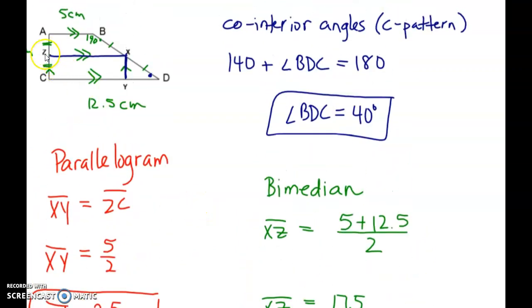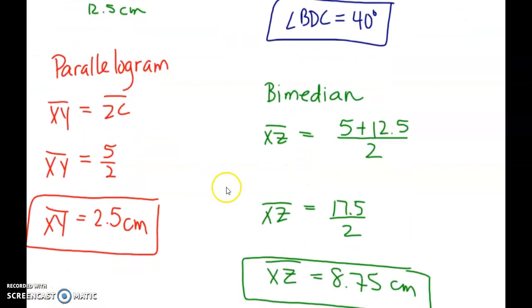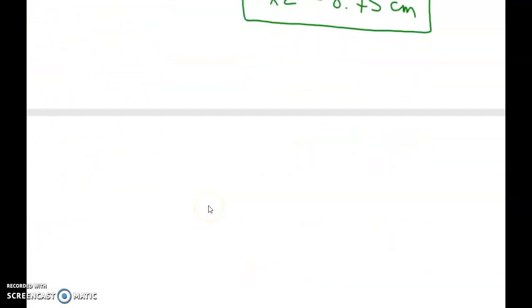And then if we go back and we need to now find the length of our bimedian, I know that the bimedian equals the top plus the bottom divided by 2. So 5 plus 12.5 divided by 2 tells me that line segment XZ equals 8.75 centimeters.